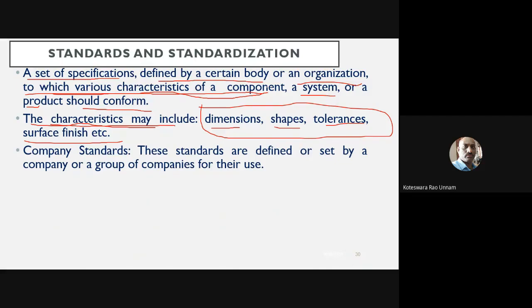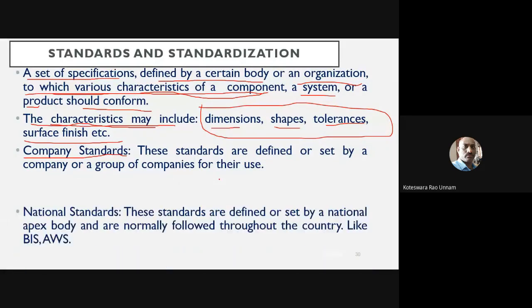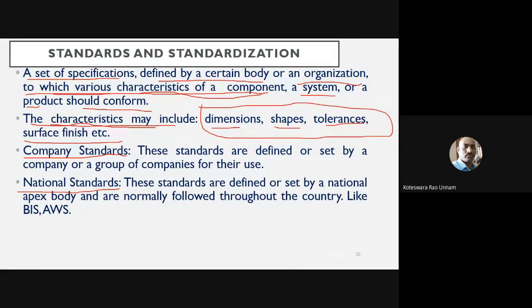Again, like I said, there are different standards. The standards may be a company standard, set by an individual company or maybe a group of companies. Then you may have another set of standards called national standards. These standards are defined by the national body. That means some body will be there, and they will formulate the governing rules for these standards. If the given company or industry follows those rules, they will give their standard marks.